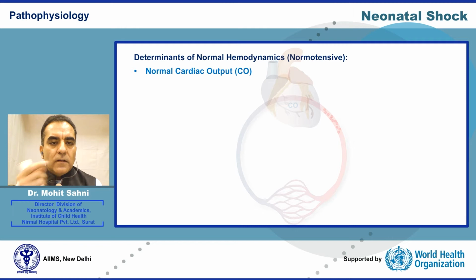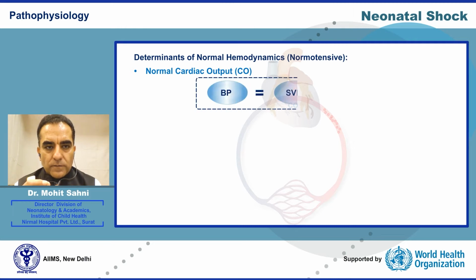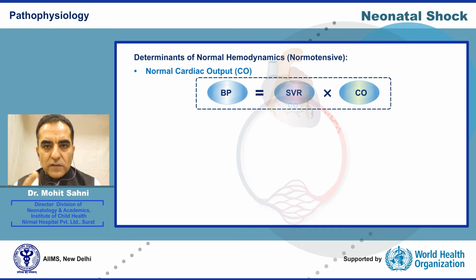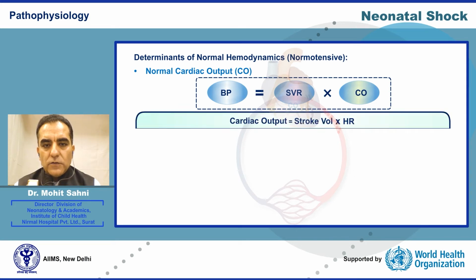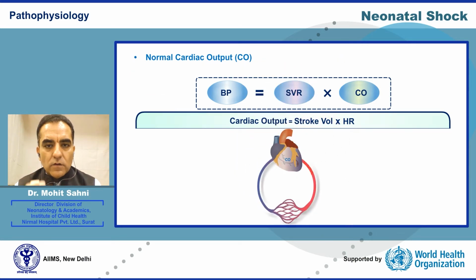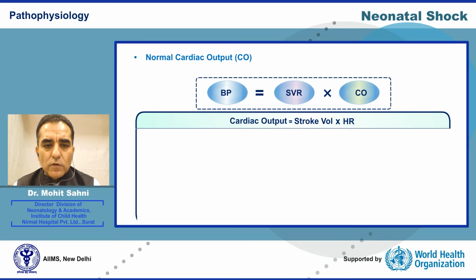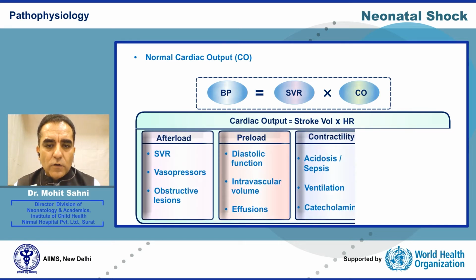And if we talk about cardiac output, because the blood pressure is also a product of SVR and cardiac output. And cardiac output further is a product of stroke volume and heart rate. Stroke volume is the volume of blood that is being pumped out of your heart, or left ventricle, in one contraction. And heart rate, as we all know, is the number of times the heart beats in 1 minute.